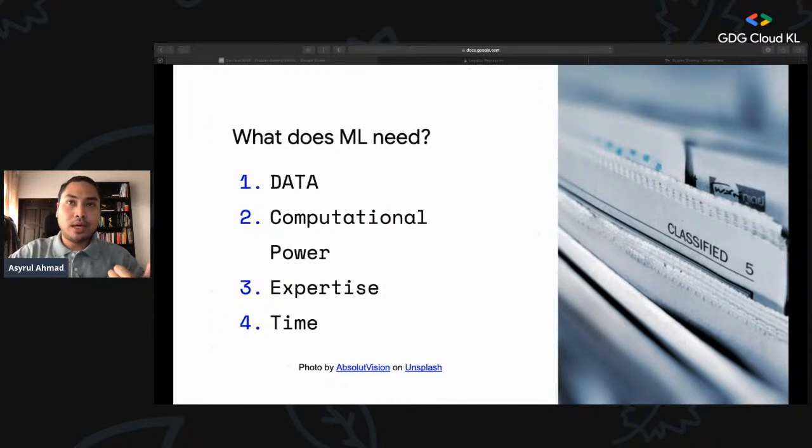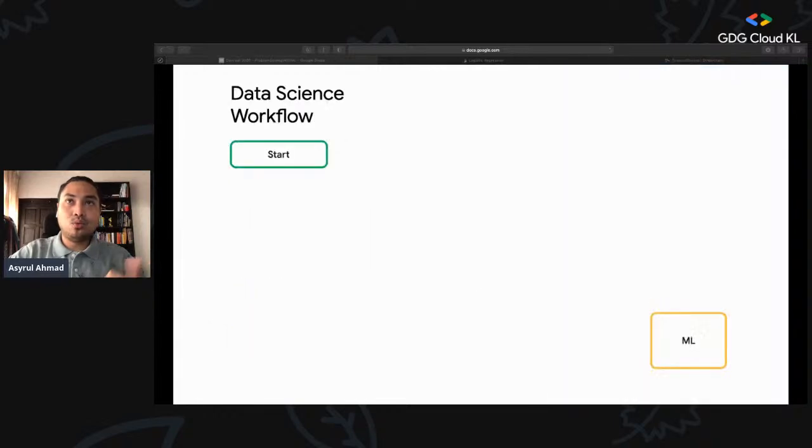So let's have a look at the data science workflow. So this is what I mean by it takes expertise and time. As you can see here, starting from machine learning, there are a few steps before you could finally reach that machine learning step. The first is, of course, data acquisition. You need to obtain the data either from a database or you collect it from sensors or something like that.